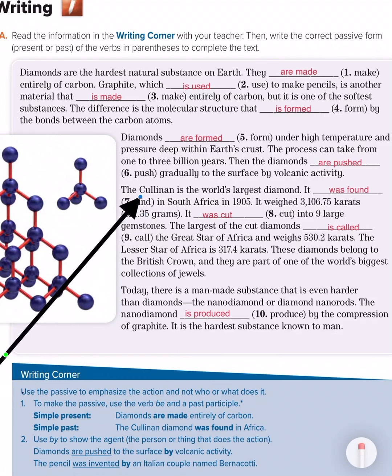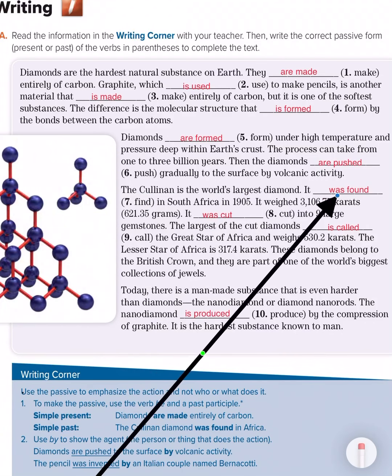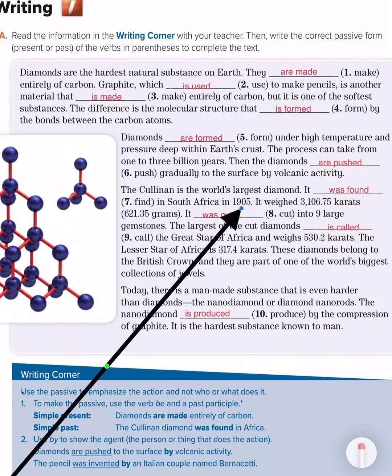The Colonial is the world's largest diamond. It was found. So the find, the past participle of the verb find. So it will be found. Was found in South Africa in 1905.